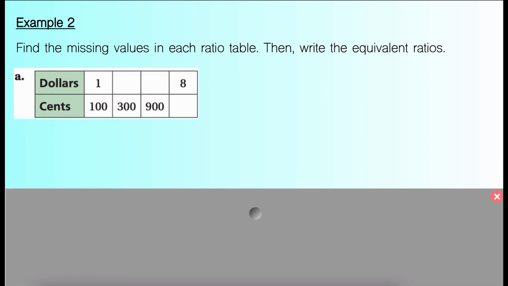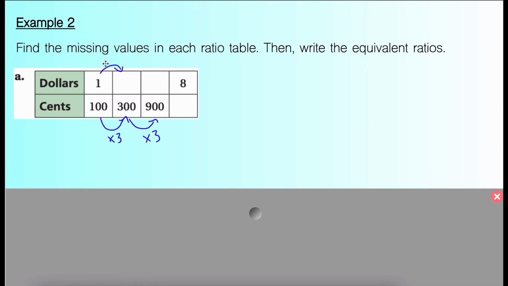All right, let's look at two more examples together, and then we'll be done. Again, find the missing value in the ratio table and write the equivalent ratios. The first one that's here is pretty straightforward, but we can take a look at it together. If you want, you can pause and see if you can get it on your own, but I'm seeing from 100 to 300 is times 3, from 300 to 900 is also times 3. So let's get those values first.